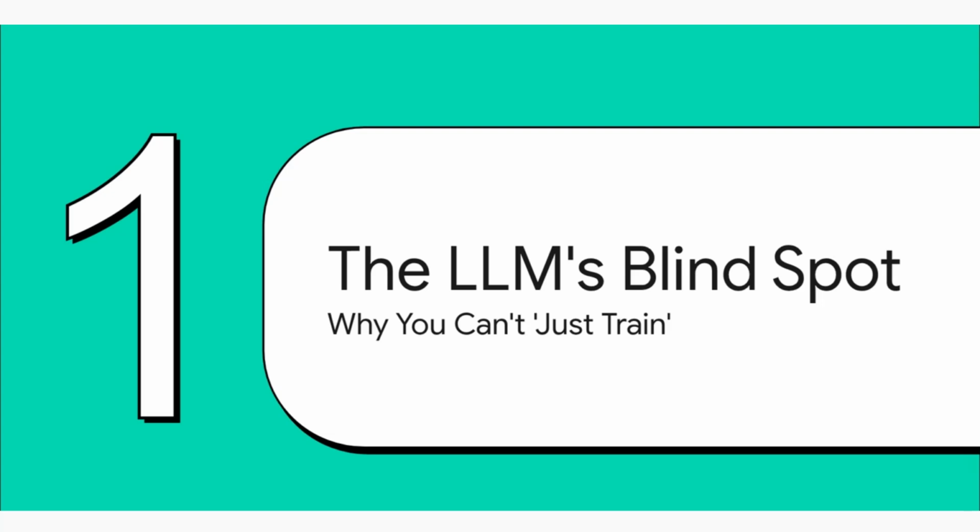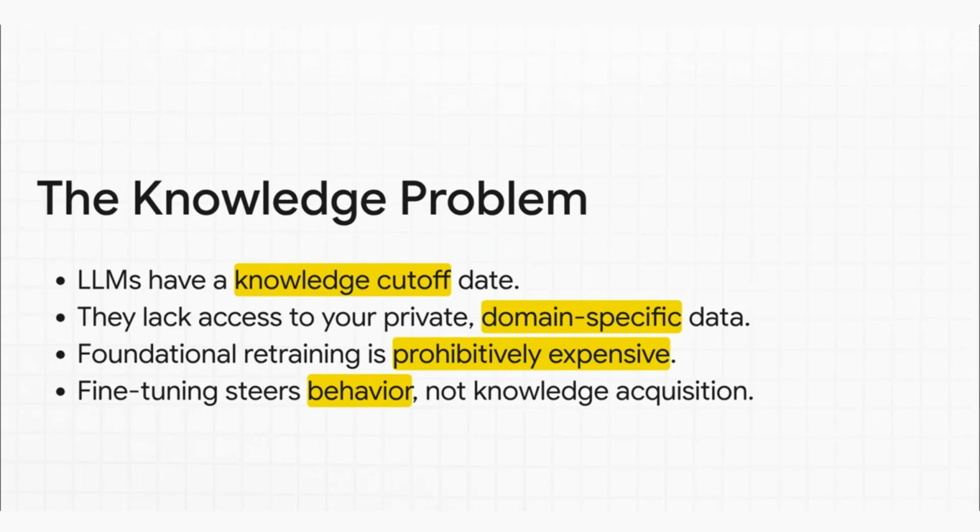Okay, first things first. Let's tackle why that just-train-it idea is a dead end. It all comes down to a fundamental limitation, this blind spot that's built right into every large language model. Here's the deal. Models like GPT are trained on a massive but frozen-in-time snapshot of the public internet. They literally have a knowledge cutoff date, so they're completely clueless about anything that's happened since. But even more important, they have absolutely no idea what's in your private company files.